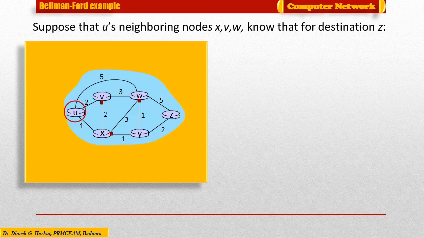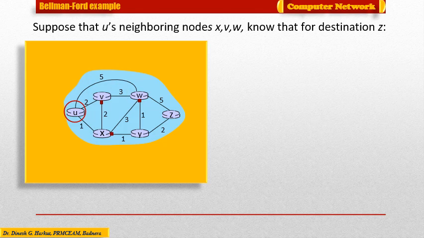Before moving further, we will first check the validity of the Bellman-Ford equation by taking an example. We will check it for the source node U and the destination node Z as illustrated in the figure. The source node U has three neighbors, node V, node X and node W, as there is a direct link from the source U to each of them: UV, UX and UW.